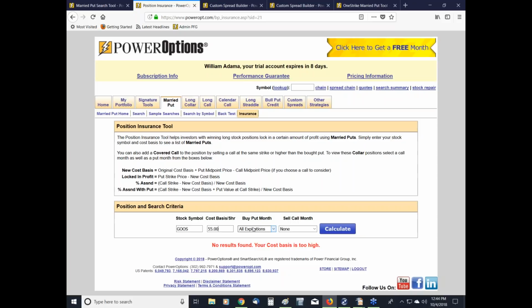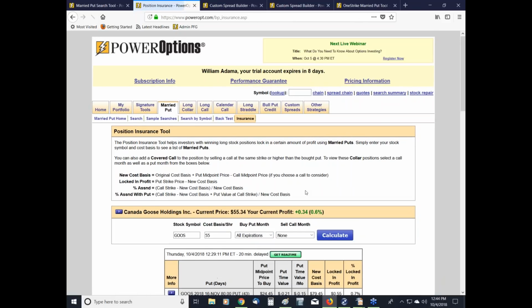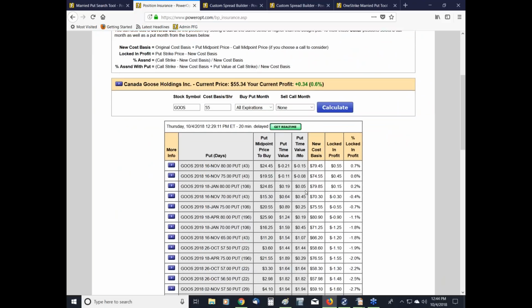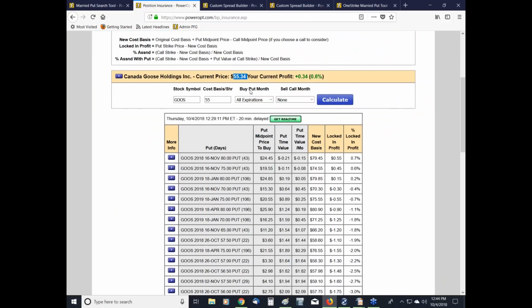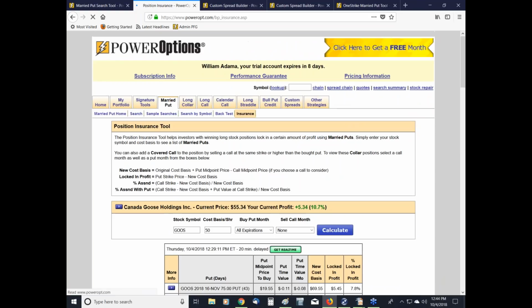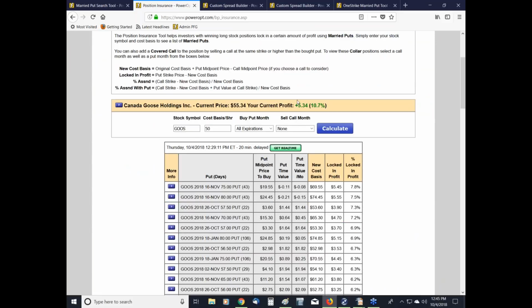Now, what this tool will do is show us what puts are available and what my new risk would be based on my lower cost basis. Let's take a look. Okay, so Goose is only at 55.34. It took a bigger hit today. Let's do 50. Okay, so now I have an unrealized 10% gain in the position.